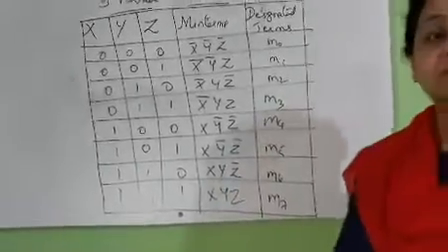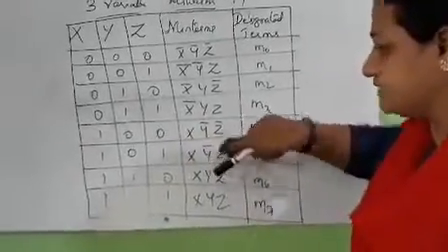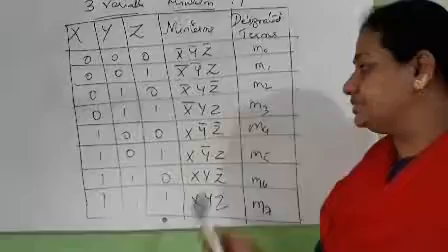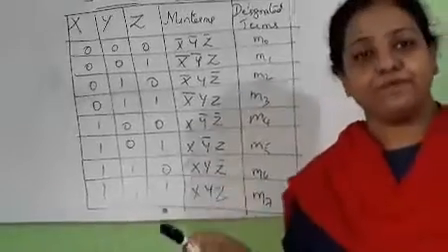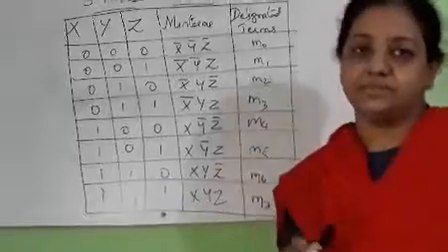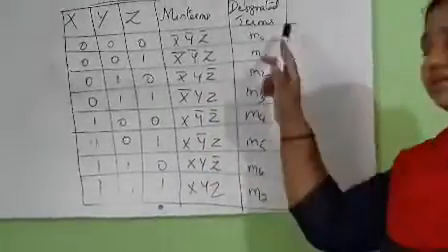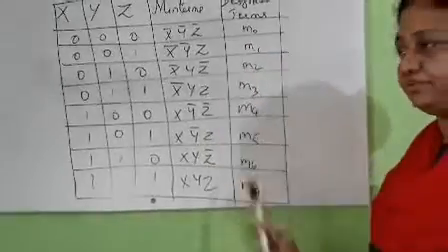I am sorry, there is a mistake here. Kindly make a note. This is z, it is not z bar, because the z value is 1. If a variable is 1, we represent it with the same variable. Designated terms start from 0, 1, 2, 3, 4.